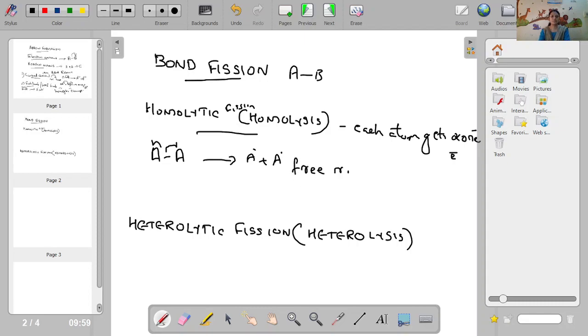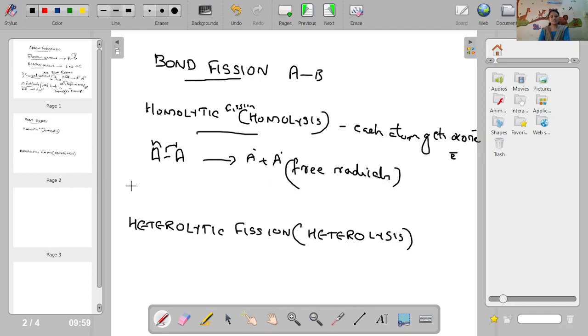So the important point is, what are the products of homolytic cleavage? Free radicals. Free radicals are the products of homolytic cleavage. And what is meant by homolytic cleavage? Homolytic cleavage means each atom gets one of the bonding electrons. The bond is cleaved with equal sharing of electrons, and each atom gets one electron.